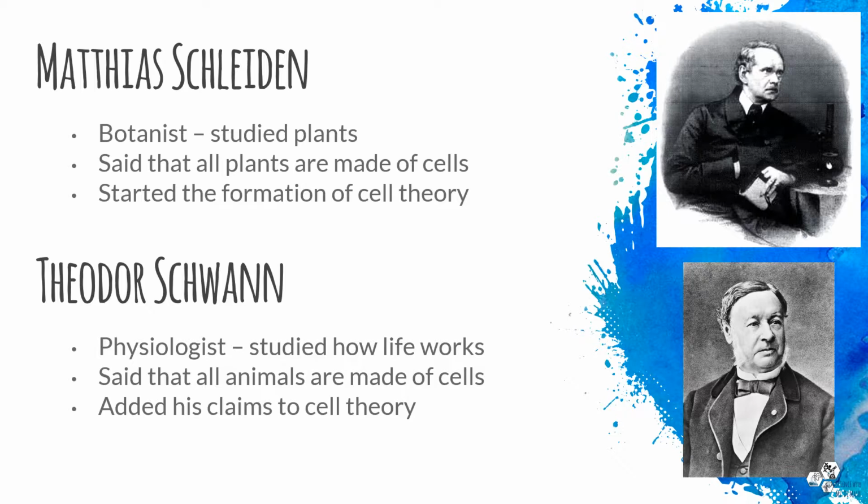And they started this cell theory by Matthias Schleiden saying that all plants are made of cells, and Schwann saying that all animals are made of cells. So together they started this idea that all living things are made of cells, and that the cell is the basic unit that all life has to have.